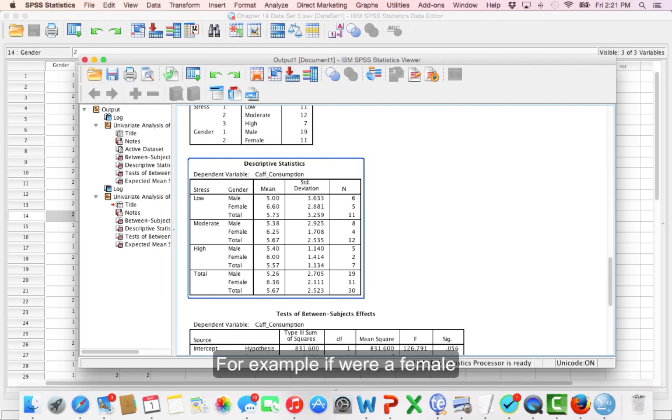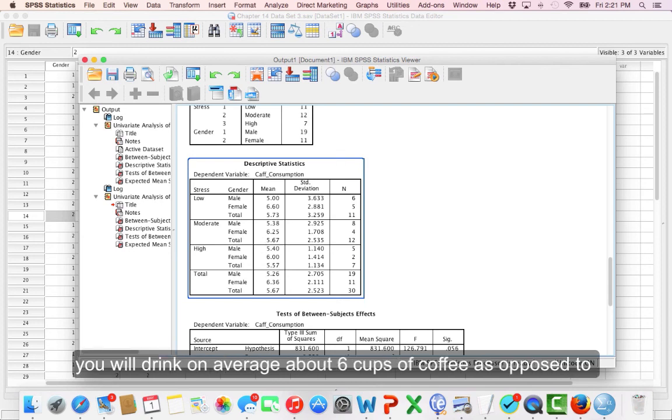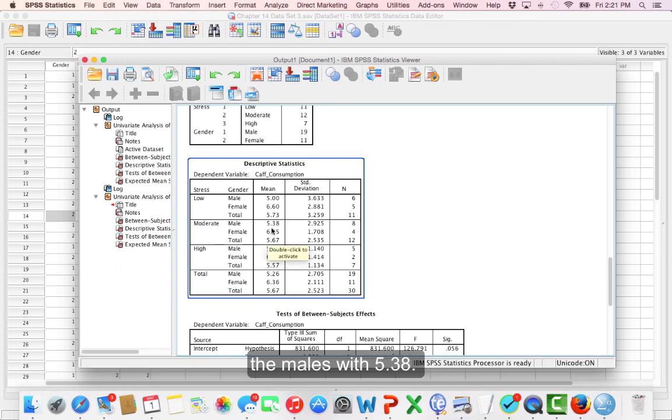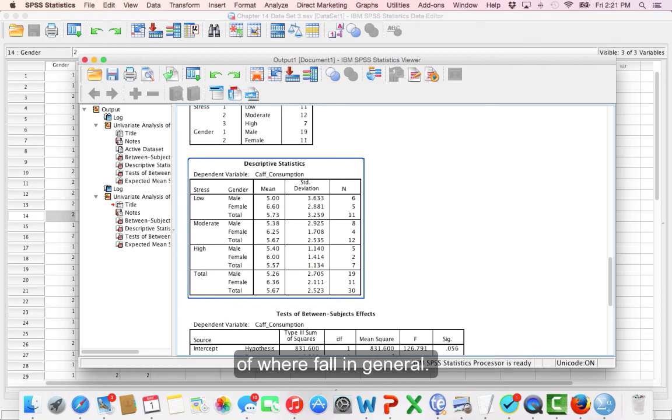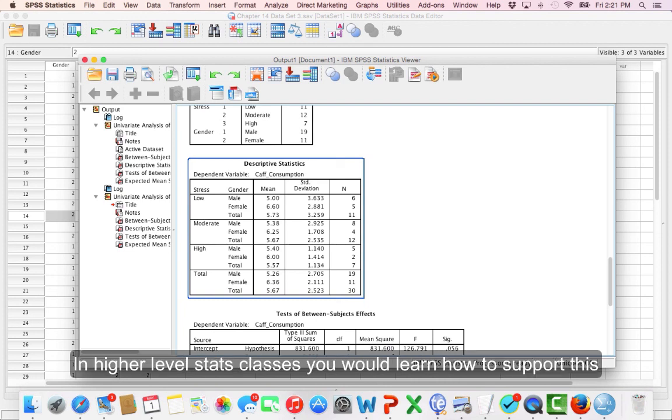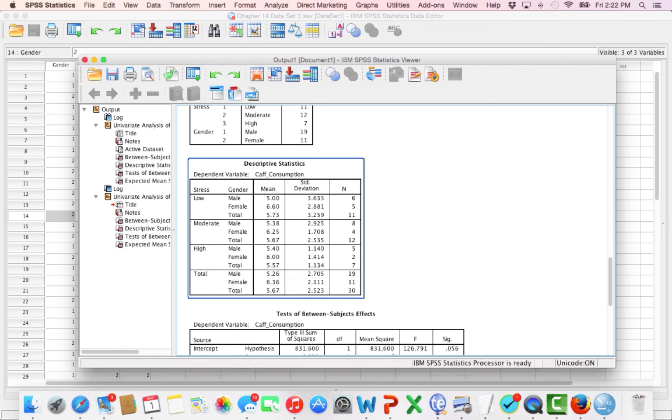For example, if you were a female, like myself, and you were saying, I have moderate stress, you might look at that and compare and say, well, I'm going to drink on average maybe 6 cups of coffee, as opposed to the male with 5.38. So looking at these descriptive statistics cannot statistically support anything formal, but it can give us a good idea of where people fall in general. In higher level stats classes, you would learn how to support this with significance levels, much like we did below.